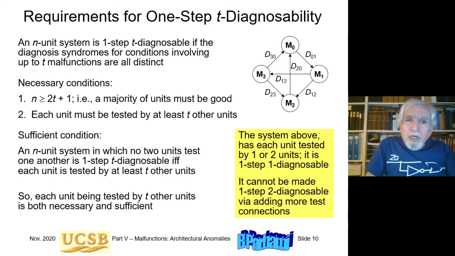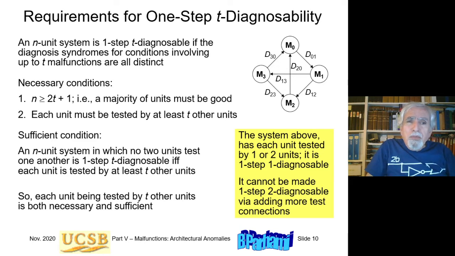Okay, so here we talk about requirements for one-step t diagnosability. An n-unit system is one-step t diagnosable. In other words, we run one set of tests shown on the diagram, and up to t malfunctioning units can be directly identified. This happens obviously if the diagnosis syndromes for conditions involving up to t malfunctions are all distinct.